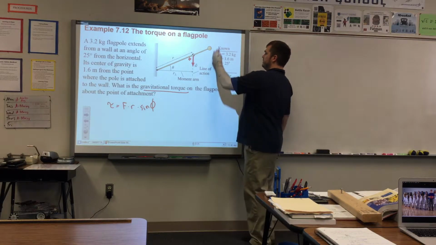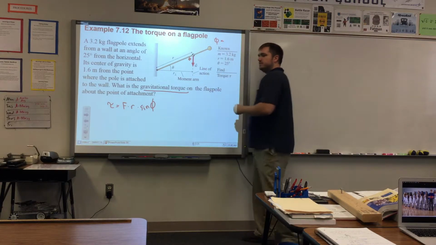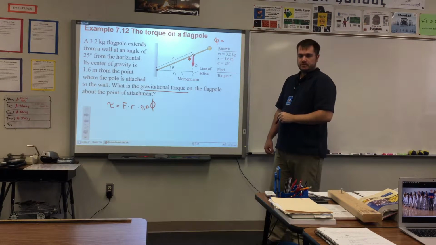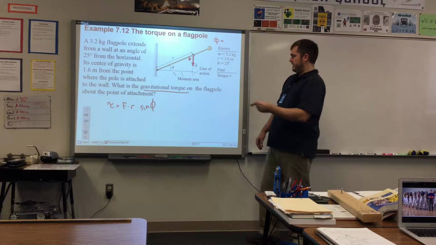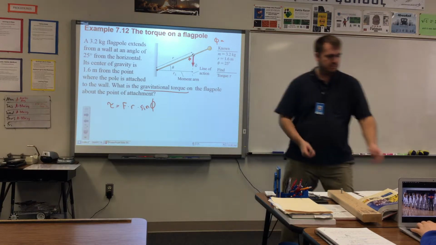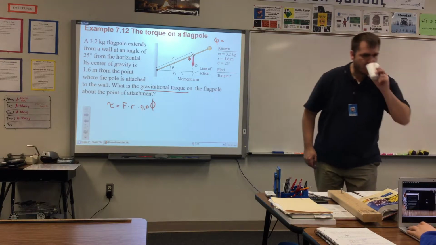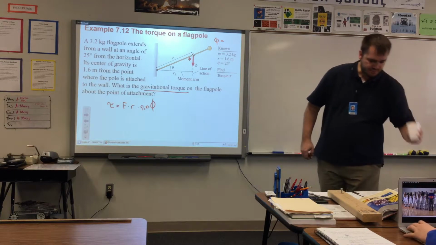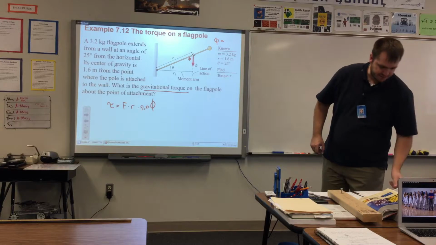So in this case, we're going to have to do a quick calculation. Phi is equal to 90 minus 25. So grab a calculator if you don't already have one. Yeah, 65 sounds good.